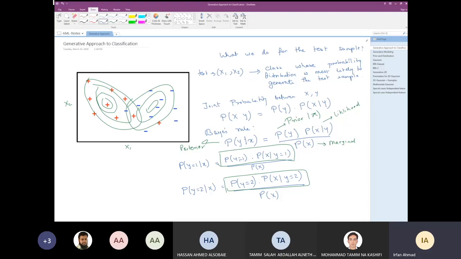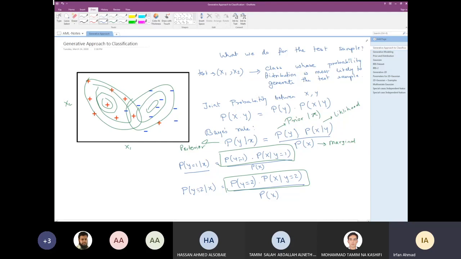But for any class, for example, if you're speaking about the probability of Y being class 1, what's the probability of Y being the first class given the test sample X? We know it's the probability of Y equals 1, the prior of the first class, times the likelihood of generating X from the first class, over the denominator, which is the probability of X, the marginal. And this is basically a normalization term.